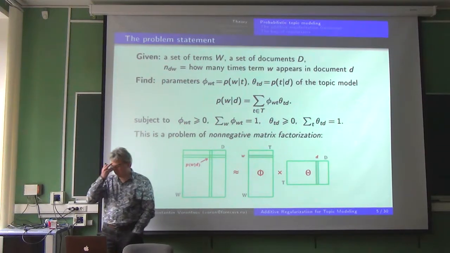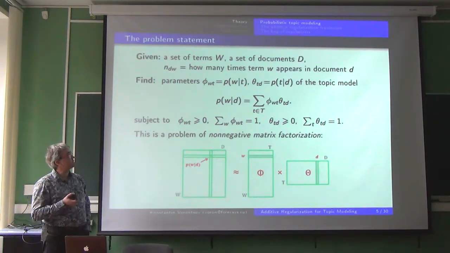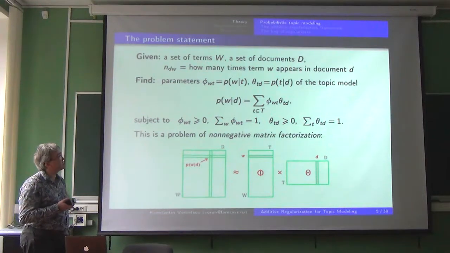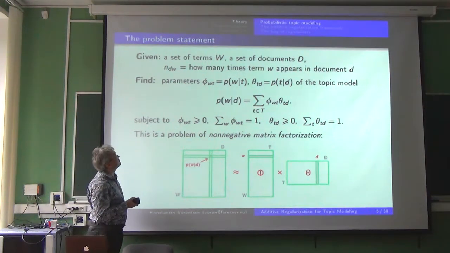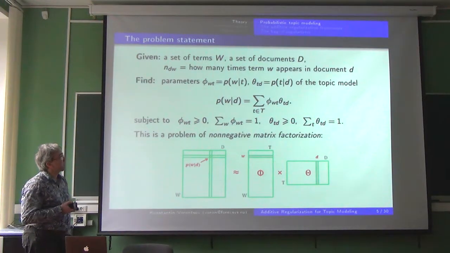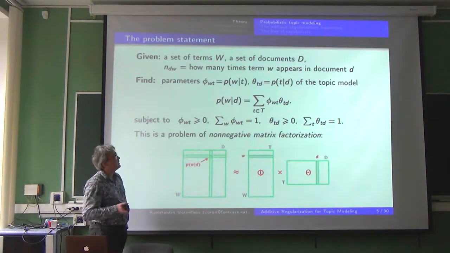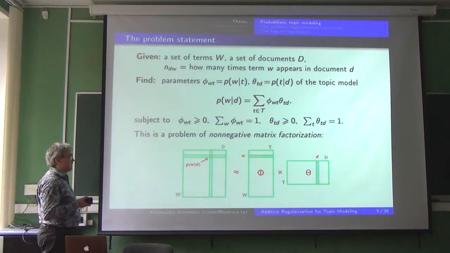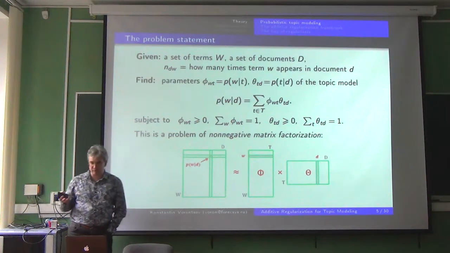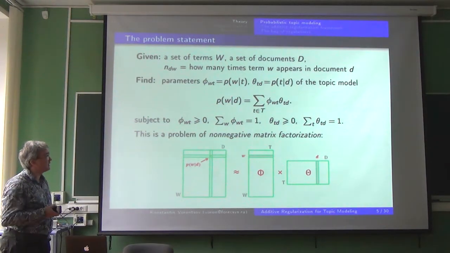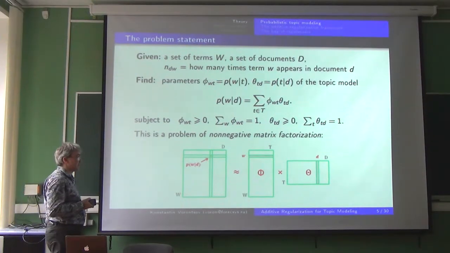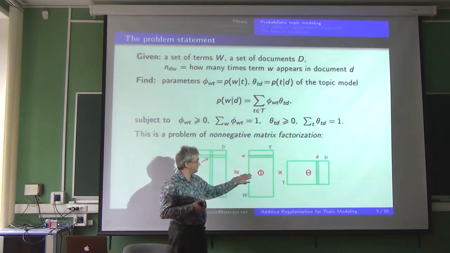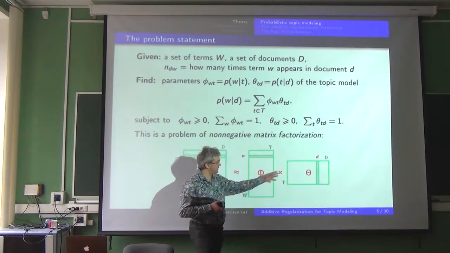Our formal problem statement is as follows. We have a document collection D, and we know how many times each term appears in each document. And we want to find the parameters of the model: word distribution in topics, and topic distribution in documents. This model, which explains the word occurrence in documents by topics, can be represented as non-negative matrix factorization. So we have our initial data, words in documents, and we want to know words in topics and topics in documents.